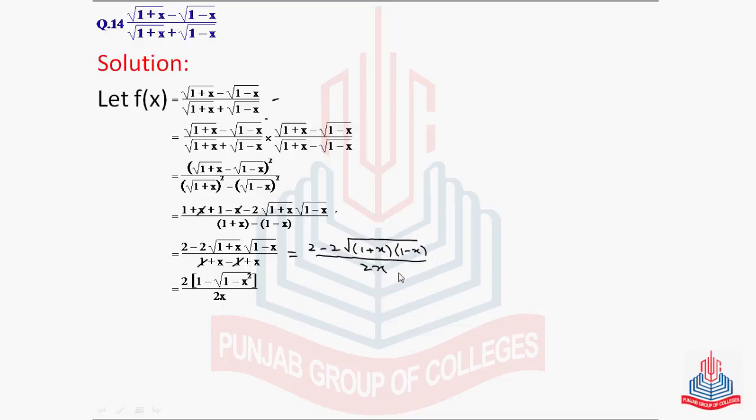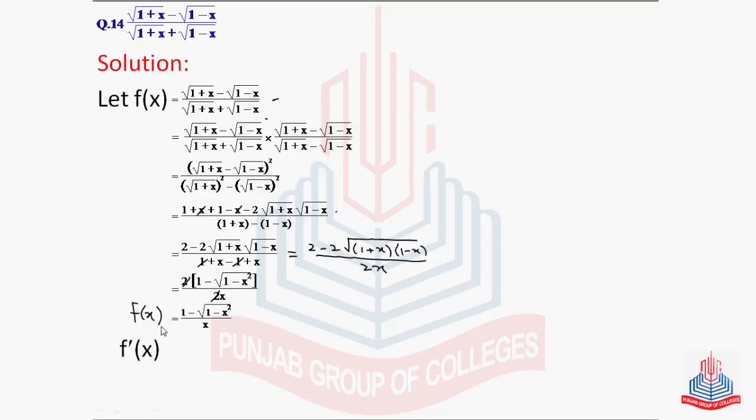So we can take 2 as a common factor, so we have 1 minus square root of this 1 plus x and this 1 minus x will become 1 minus x square. 2 will be cancelled out. The expression which is left is 1 minus square root of 1 minus x square divided by x. So this one is f of x, which is the simplified version of the given question.